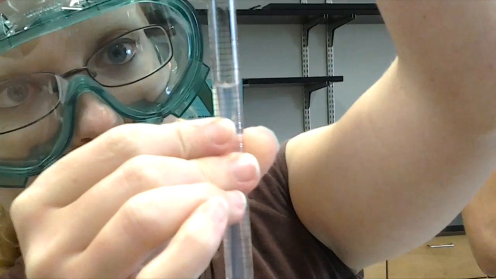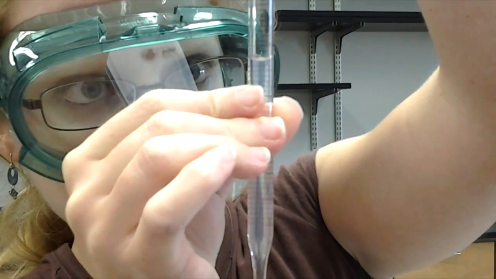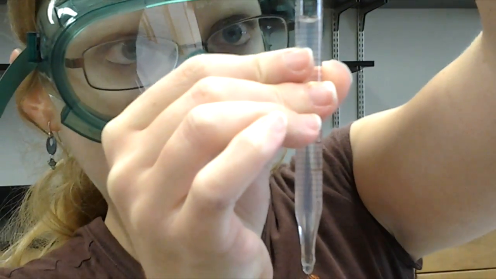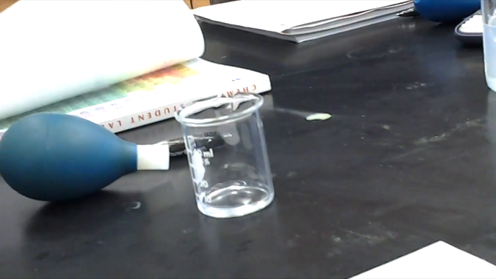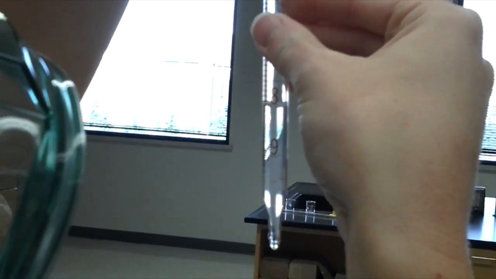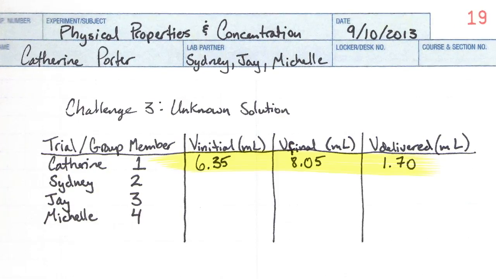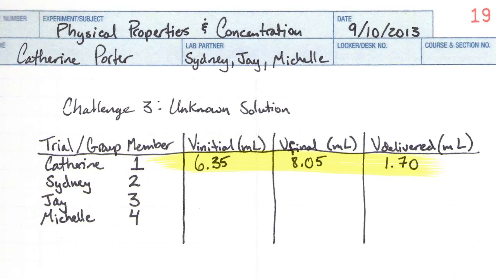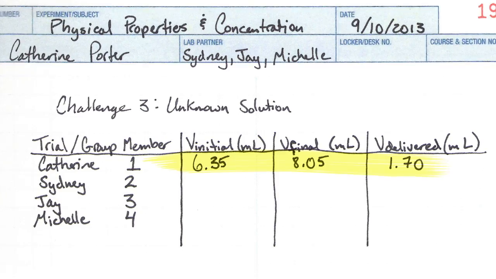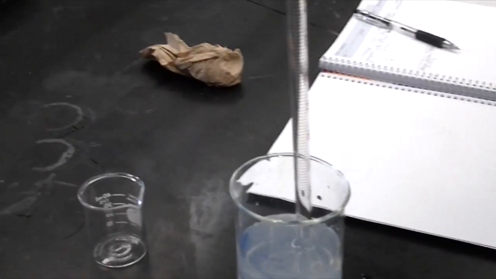In order to properly determine the volume of the solution, it was necessary for us to read at eye level at the very bottom of the meniscus. The volume that I drew was 6.35 milliliters. After I delivered a quantity to our beaker, the volume in the pipette read 8.05 milliliters. By subtracting the initial volume from the final volume, we determined that the amount of solution delivered to the beaker was 1.70 milliliters.